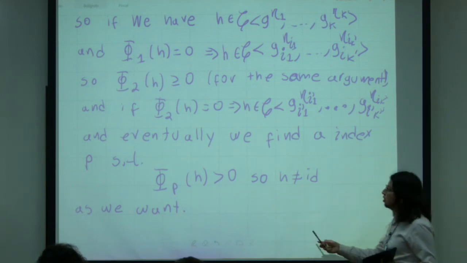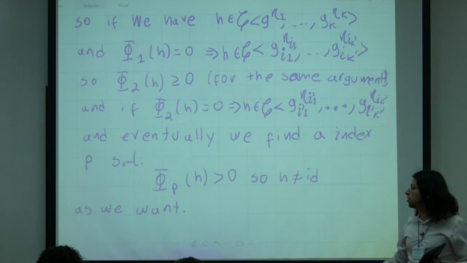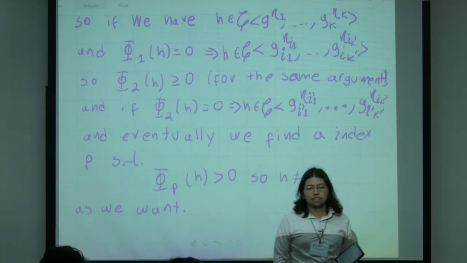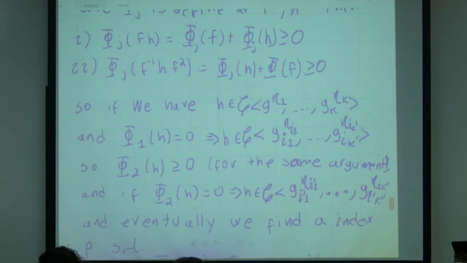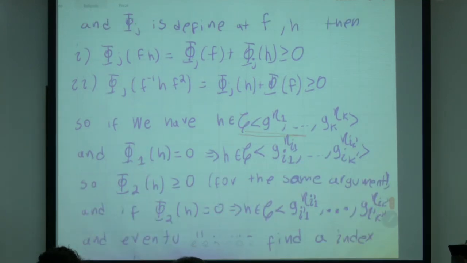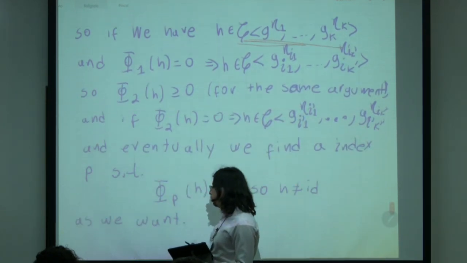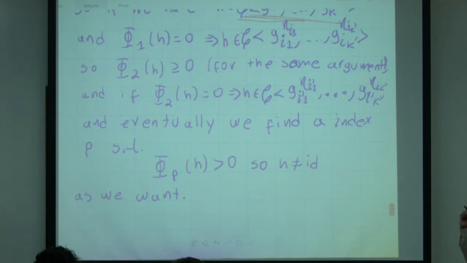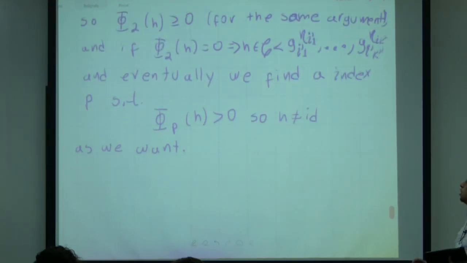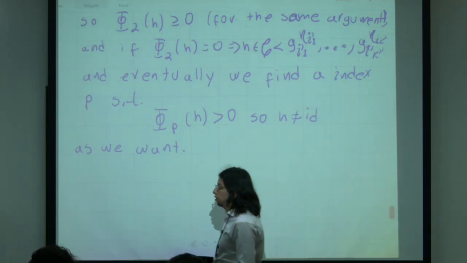So this element is different from the identity because this is a homomorphism, right? So every element in this must be different from the identity, and that is what we want for applying the previous characterization. And I think that is all I want to say.